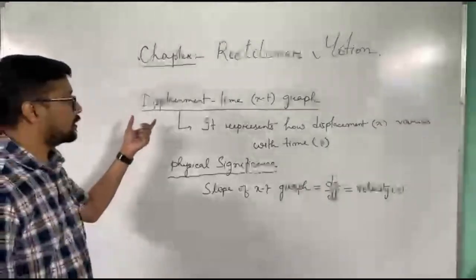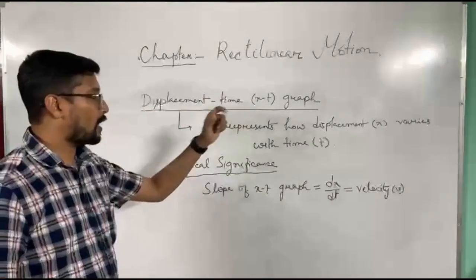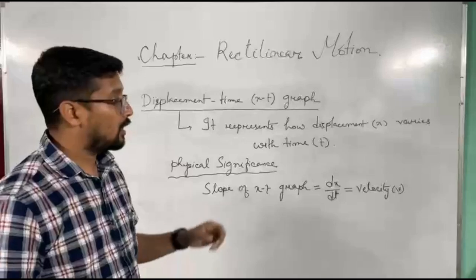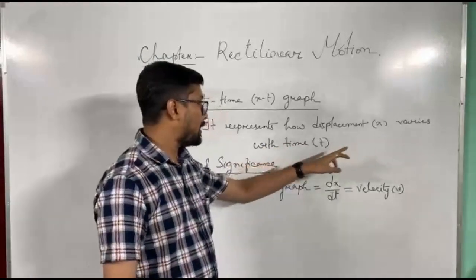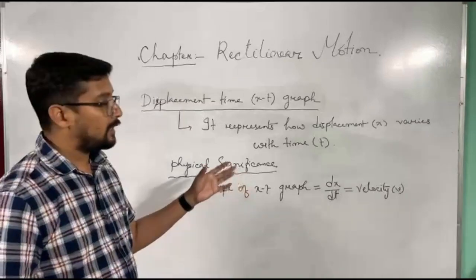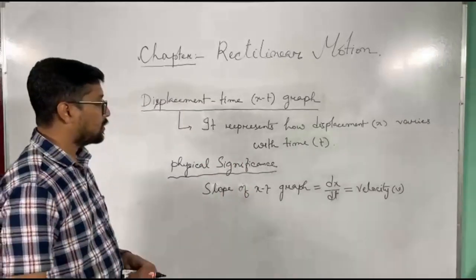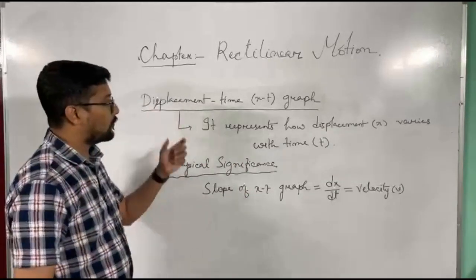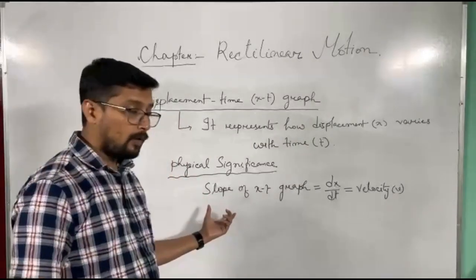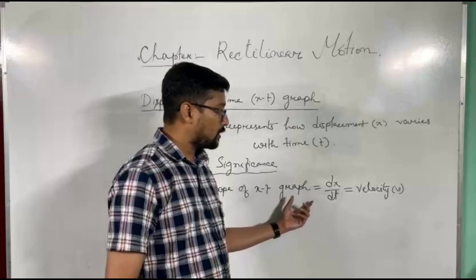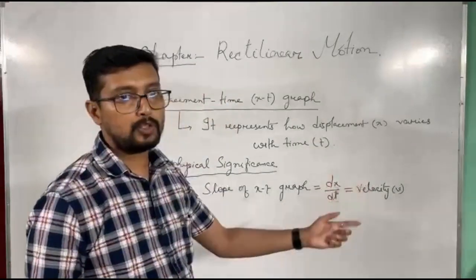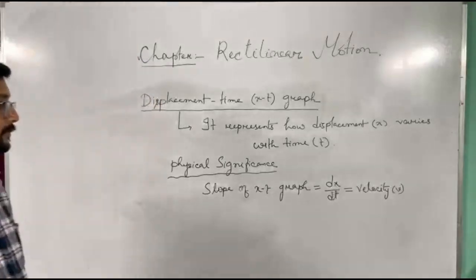Okay, let us now start with the displacement time graph. The displacement time graph represents how displacement x varies with time when an object is in motion. The physical significance of this displacement time graph is that the slope of the xt graph gives us the velocity of the object during its motion at different instants.